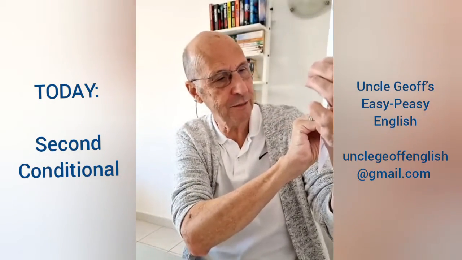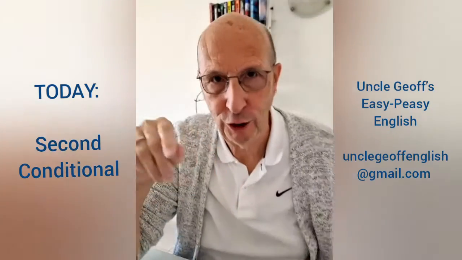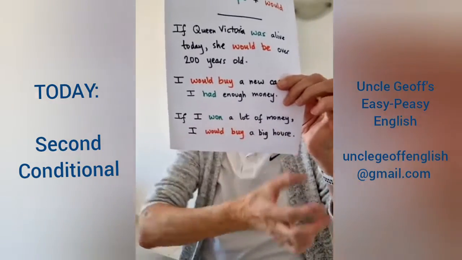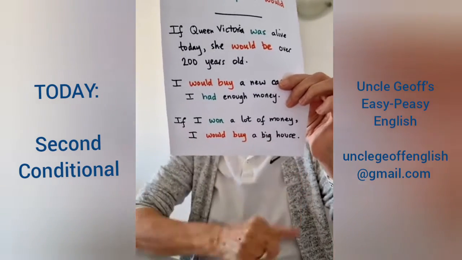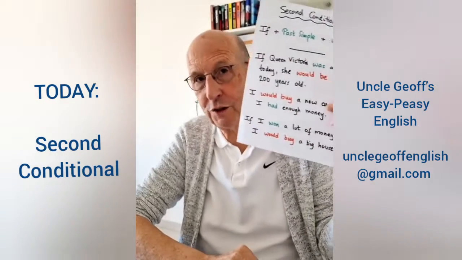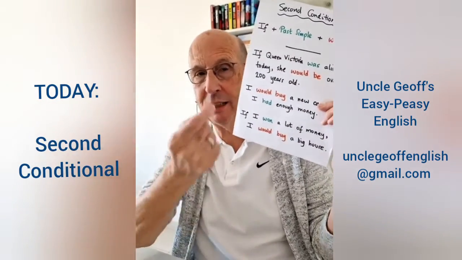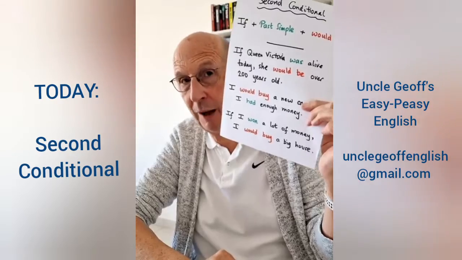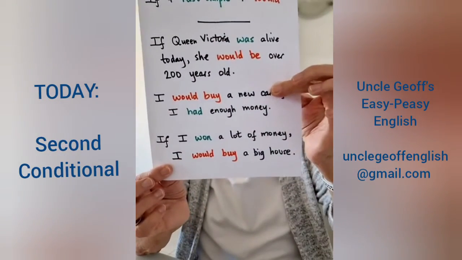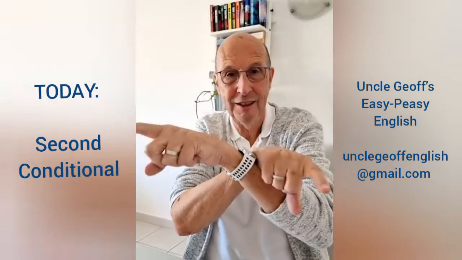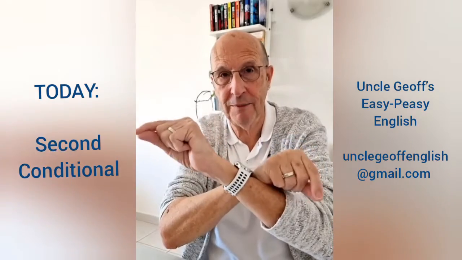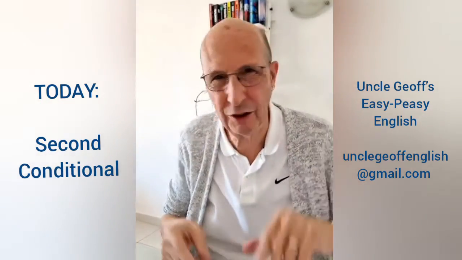And the last one, lottery number, lottery ticket. If I won a lot of money, I would buy a big house. If I won a lot of money, I'd buy a big house. And again, you can change it around. I'd buy a big house, comma, if I won a lot of money. That's the nice thing with conditionals. You can change it around.